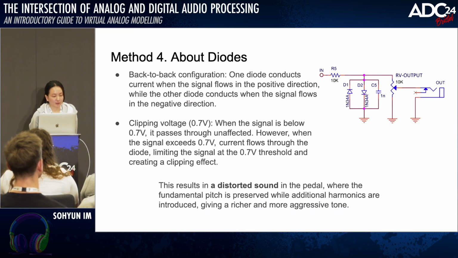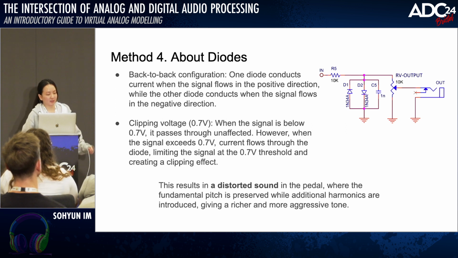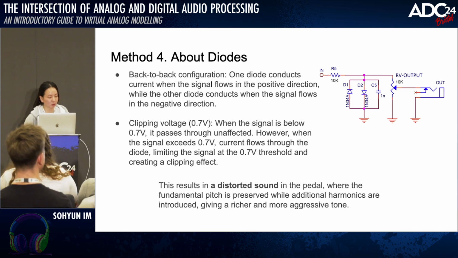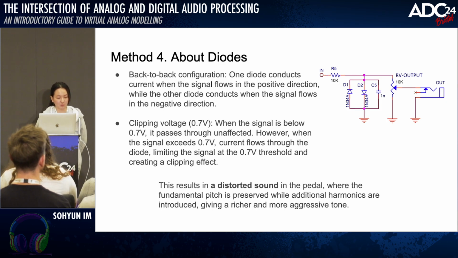And then about diodes, now we can go to diodes. When you see the schematic, two diodes are configured, one diode in this direction and the other one in the opposite direction. We can call this back-to-back configuration. One diode conducts current when the signal flows in the positive direction, while the other diode conducts when the signal flows in the negative direction.